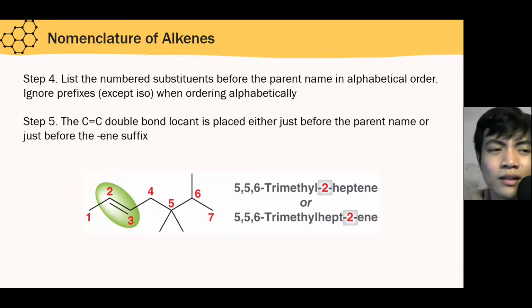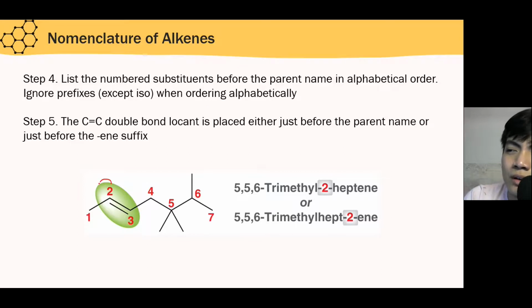Ignore the hyphenated substituent names such as the sec and the tert. However, for iso, it needs to be included. And then lastly, ayun. So the last step is this now.